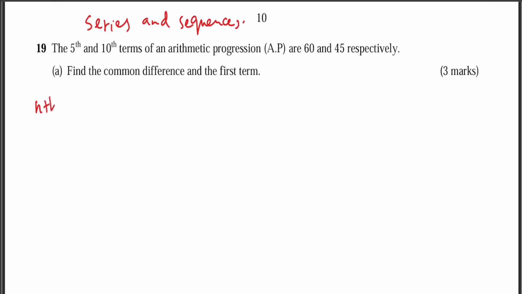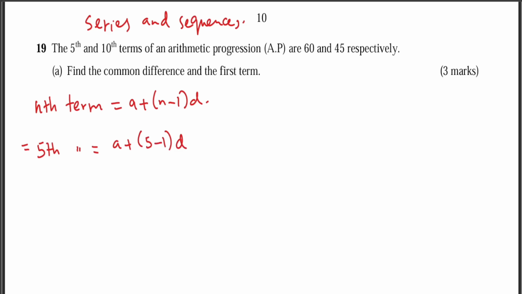But your nth term, hii ni AP, nth term of any AP is given by A plus n minus 1 times D. So hapa ikiwa tafuta 5th term, so the 5th term itakuwa ni A plus 5 minus 1 times your D ambao hatujui, which is equal to 60. So 5 minus 1 ukipata itakupa A plus 4D. So A plus 4D equal to 60.